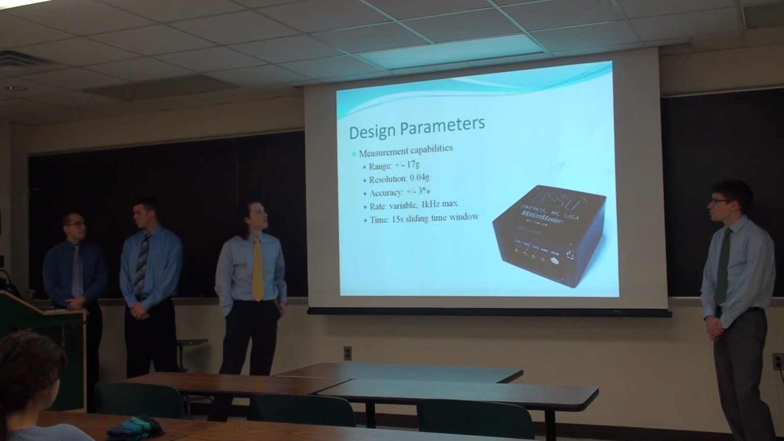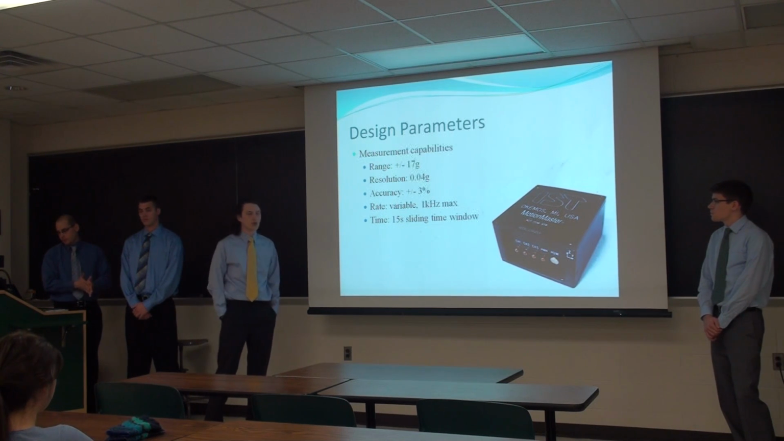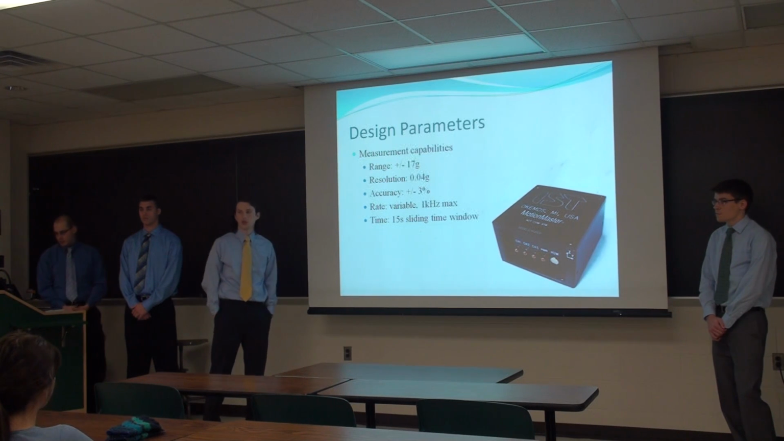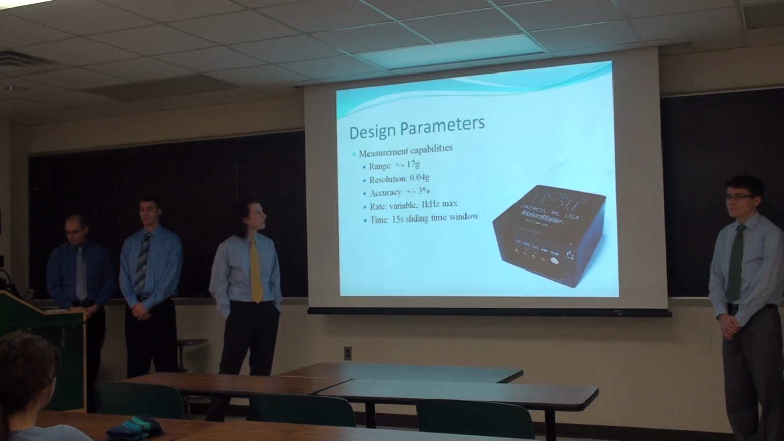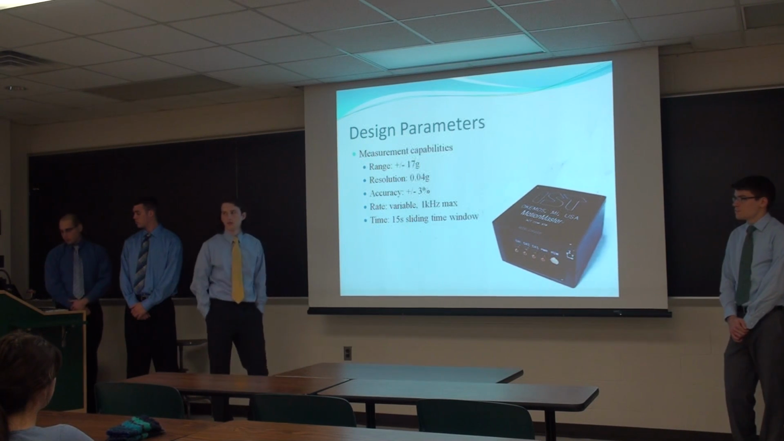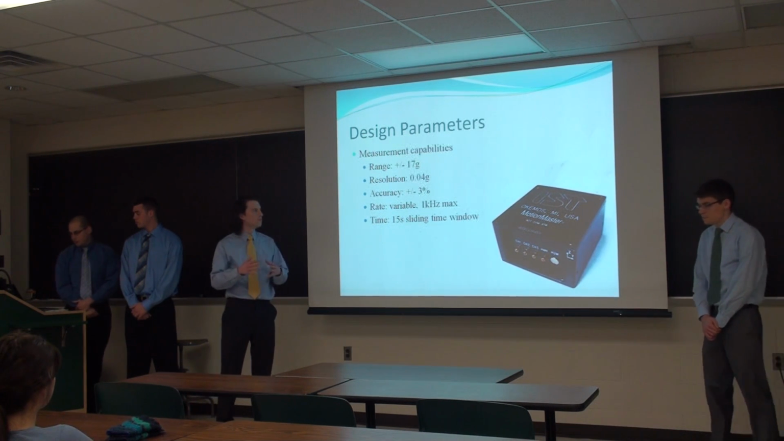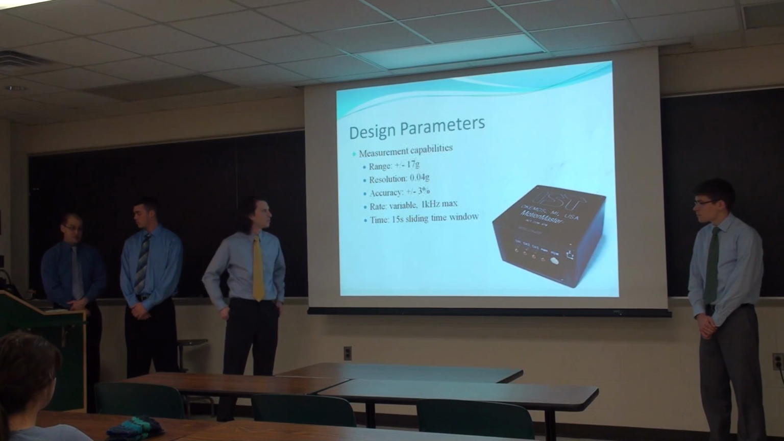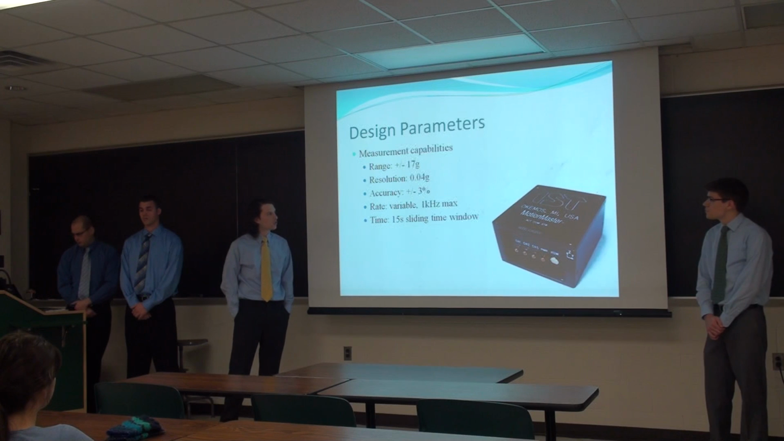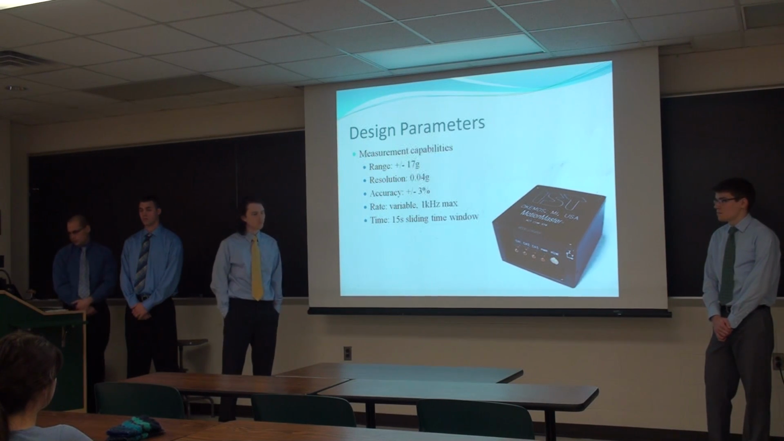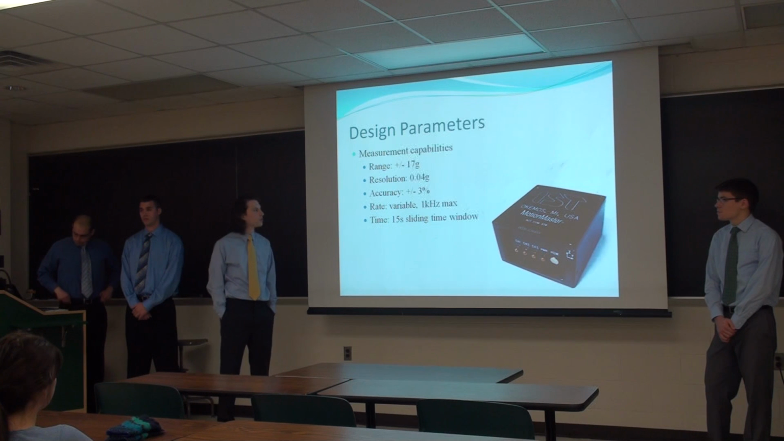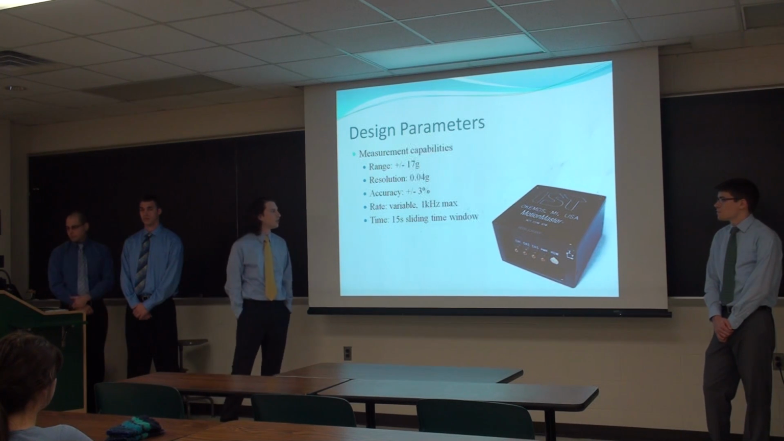Some of the measurement capabilities that it must have: it has to be able to measure a minimum of 17 Gs in either direction along the axis of measurement. It must have a resolution of 0.04 Gs, meaning that it can detect a minimum change in acceleration of 0.04 G forces. It has to have an accuracy of plus or minus 3%, meaning that the actual reading that you're getting from the meter is within 3% of the actual applied acceleration.